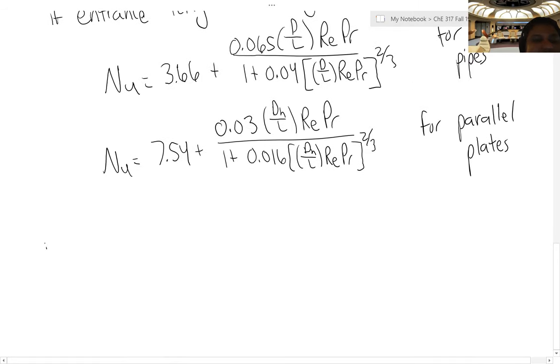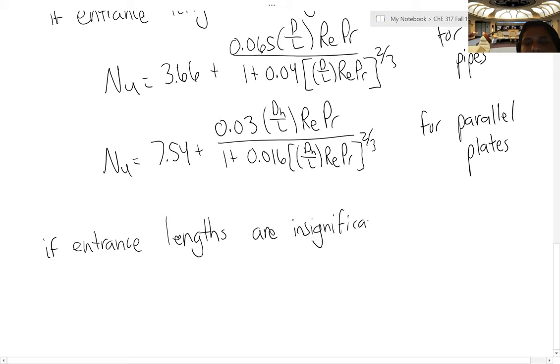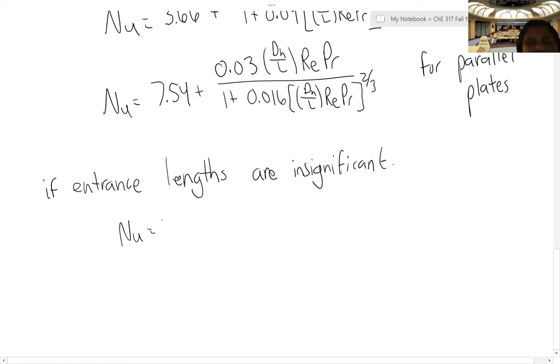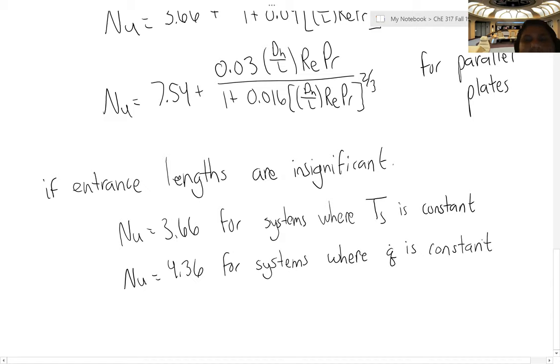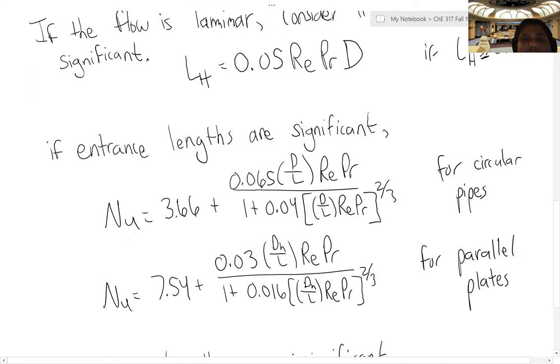If they're insignificant, we say Nusselt is just equal to 3.66 for systems where T_s is constant, or Nusselt is equal to 4.36 for systems where lowercase q, or heat flux, is constant. And that's all for laminar flow. So you have to do these considerations.